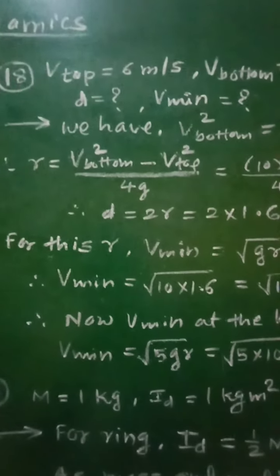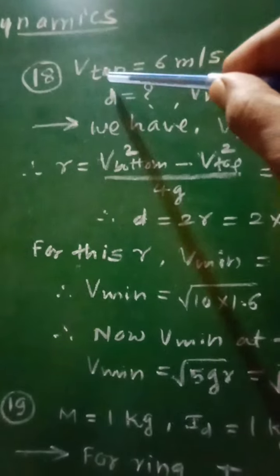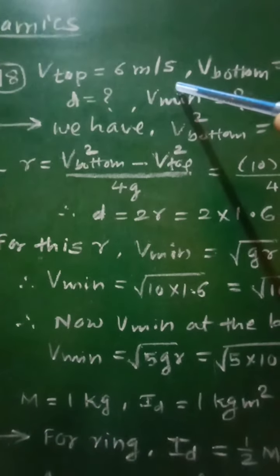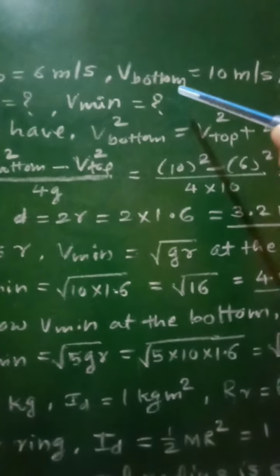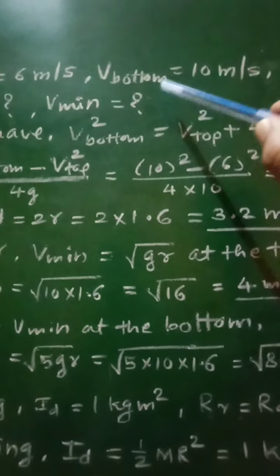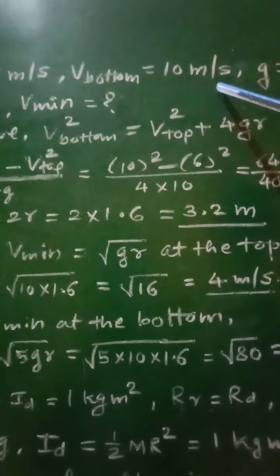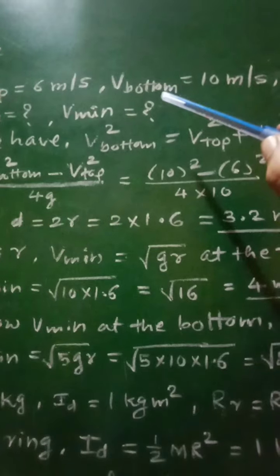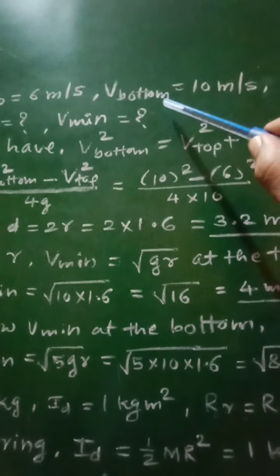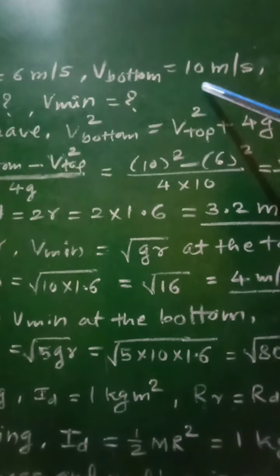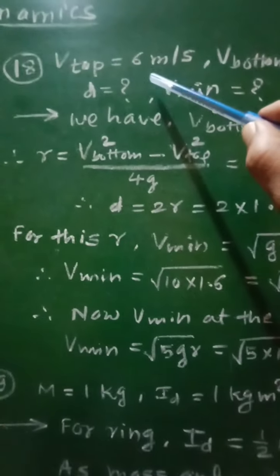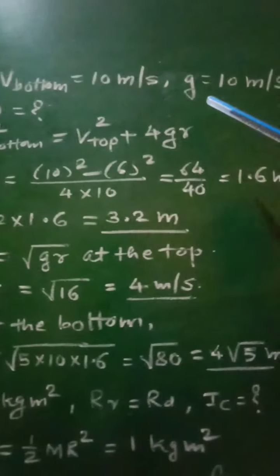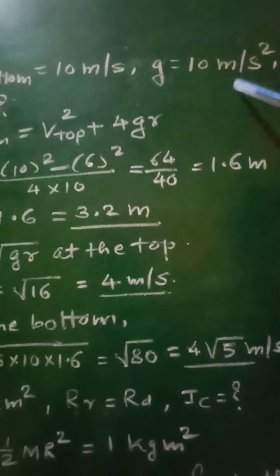Let us see the given data from it. Velocity at the top position, v top, equals 6 meter per second. Velocity at the bottom position, v bottom, equals 10 meter per second. We know that in vertical circular motion, velocity is maximum at the bottom position, therefore it is 10 meter per second. At the top position it is minimum, so it is 6 meter per second. Then g is equal to 10 meter per second square.